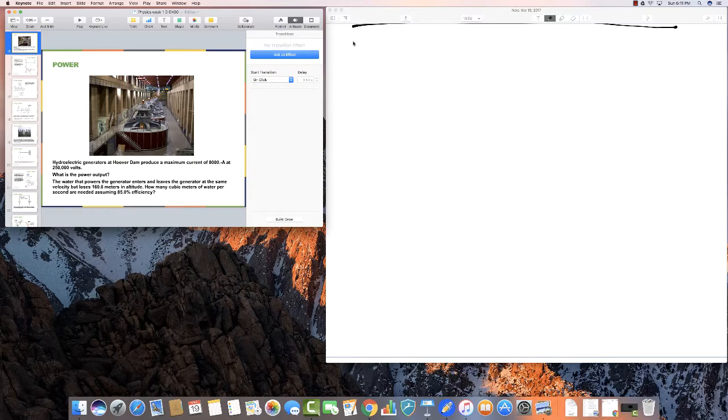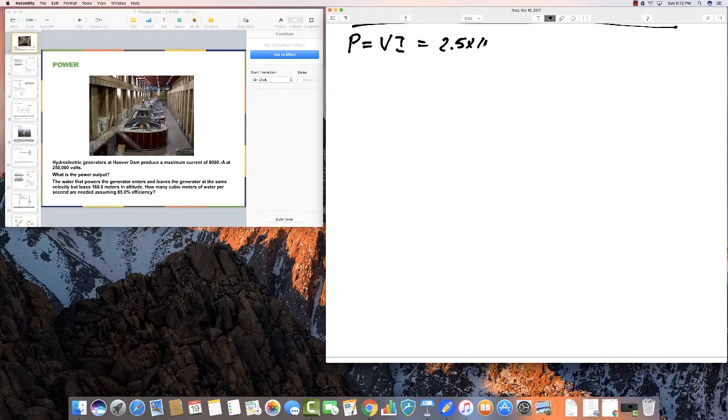Well, if you look at that, the power is going to be V times I, which is 2.5 times 10 to the 5th volts times 8.00 times 10 to the 3rd amps. And so you're going to have times 10 to the 9th watts produced. And 8 times 2.5 is 2.00 times 10 to the 9th watts, or 2.00 times 10 to the 6th kilowatts, if you need that number.